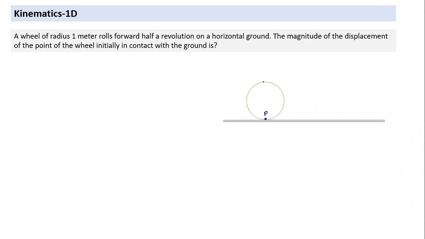If it completes one full revolution, it means it will move by a distance equal to its perimeter. If it rolls forward by half a revolution, it means it will move forward by a distance equal to half the perimeter. So this point has covered this much distance. What is this distance from here to here? Half the perimeter.